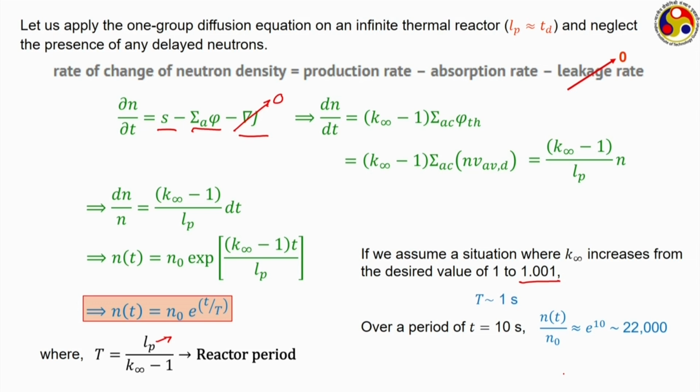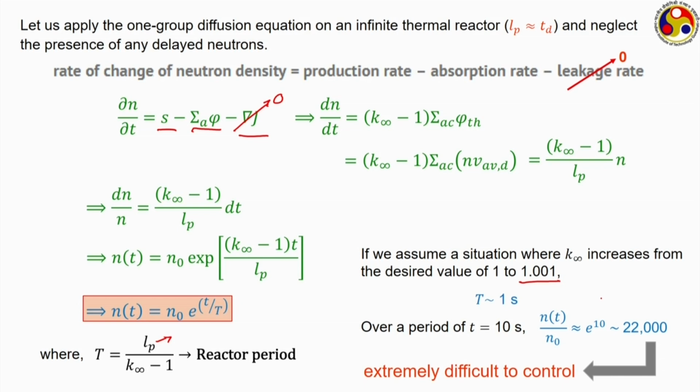That is, just over a period of 10 seconds, the number of neutrons present inside the reactor will increase by 22,000. That is an extremely large number. As the number of neutrons keeps on increasing, the corresponding reaction rate keeps on increasing, and in just 10 seconds the reactor, if it can at all survive such a high rate of increase, will produce 22,000 times larger power compared to the original reactor.